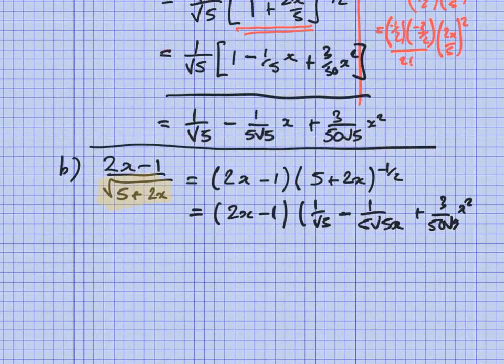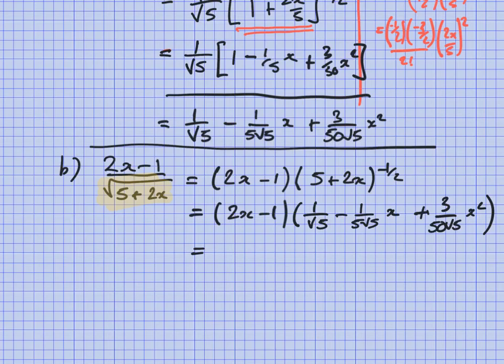Okay, so let's expand that bracket out. Just a sec, I just want to make this a little clearer. So when we expand this, we do 2x times all the parts and minus 1 times all the parts, then add it together. So that gets me 2x over root 5 minus 2x squared over 5 root 5. Now I don't need to do 2x times 3 over 50 root 5 x squared, because that'll give me x cubed and I don't need those terms.